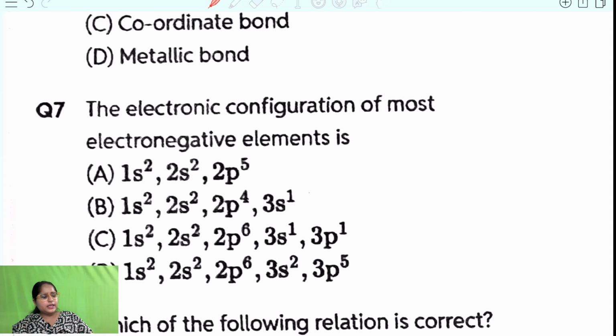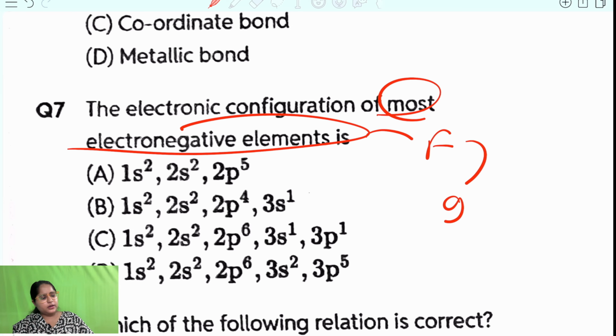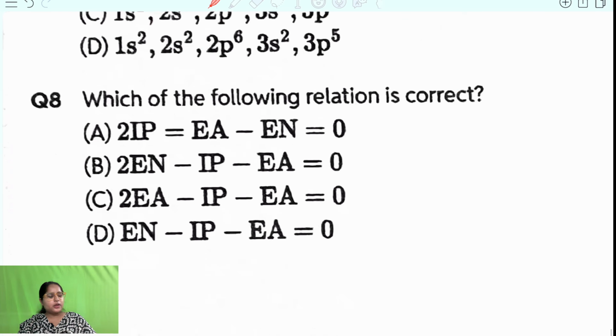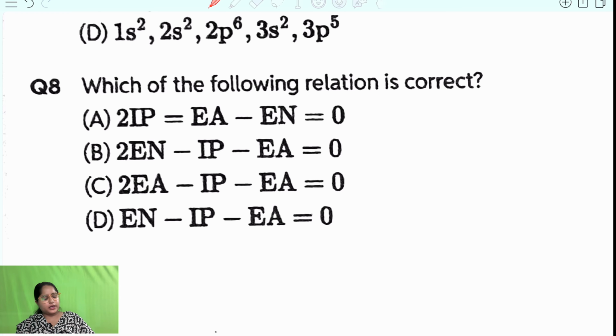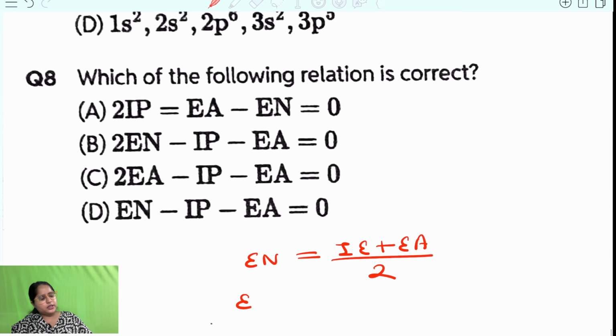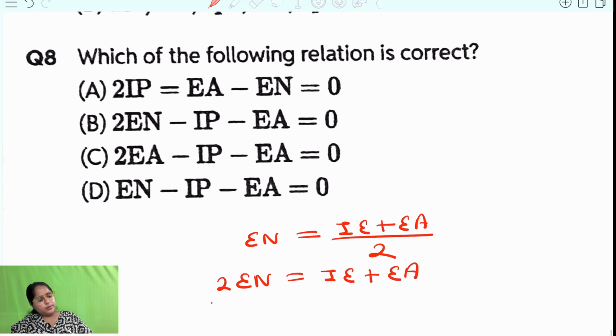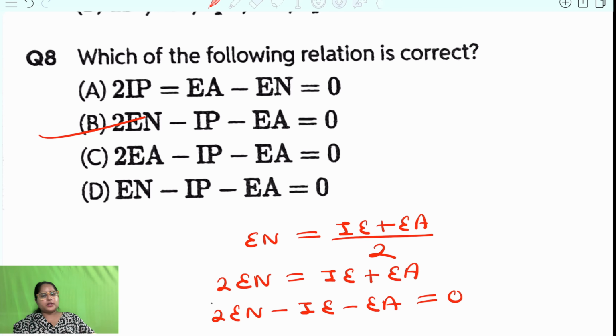The electronic configuration of the most electronegative element is fluorine, atomic number 9. So 2, 7, 2 plus 7 is 9. So 7th, option A is the right option. Which of the following relations is correct? Here we have a formula: electronegativity is equal to (ionization energy plus electron affinity) by 2. If we rearrange it, 2 electronegativity equals ionization energy plus electron affinity. If we bring it to this side, 2 electronegativity minus ionization energy minus electron affinity equals 0. Which option? Second option.